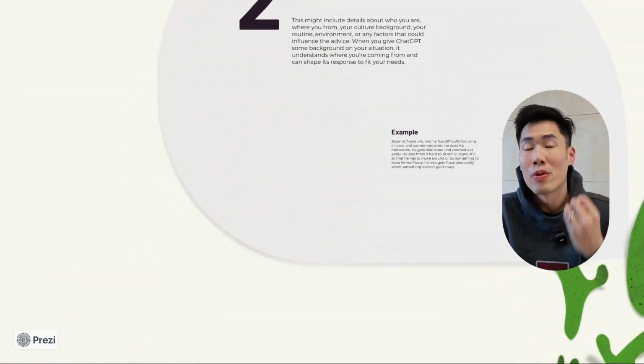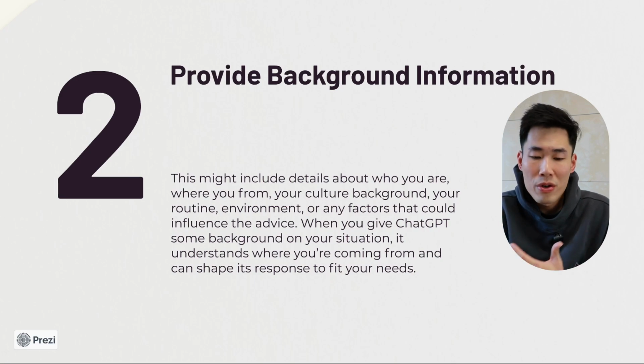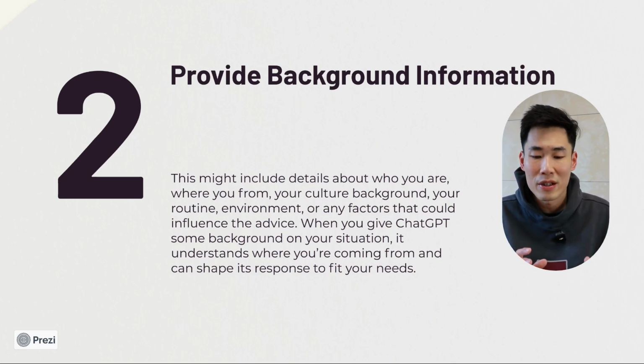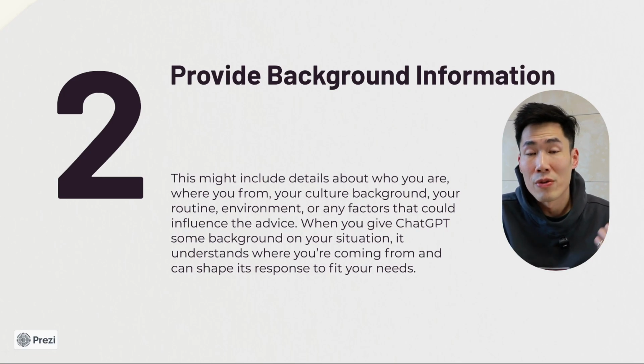The second step is to provide background information. This might include details about who you are, where you're from, your cultural background, your routine, environment, or any factors that could influence the advice. When you give ChatGPT some background information on the situation, it understands where you're coming from and can shape its response to fit your needs.